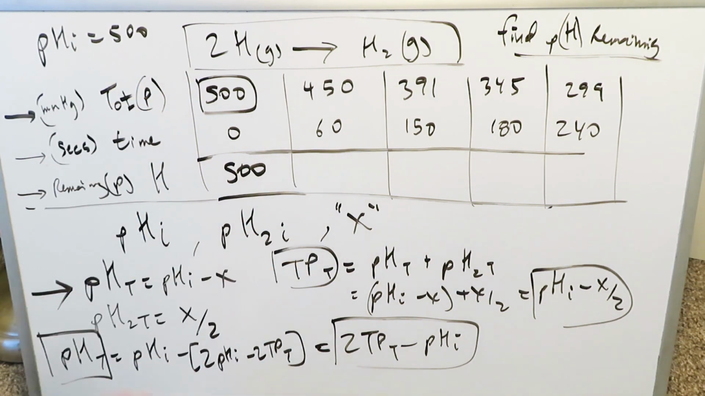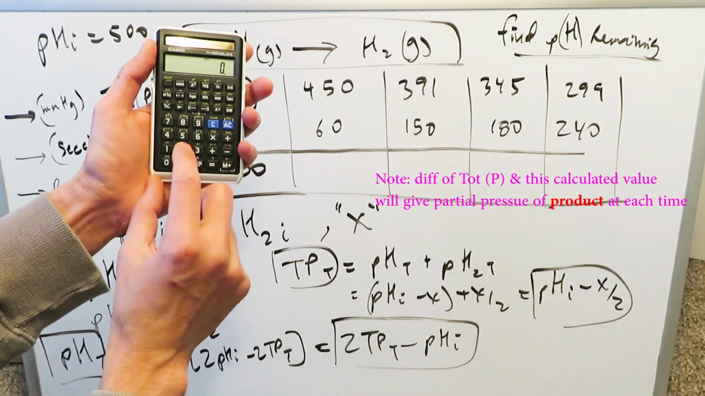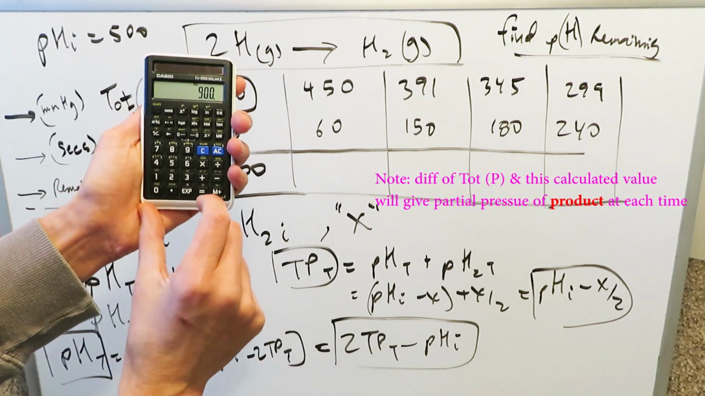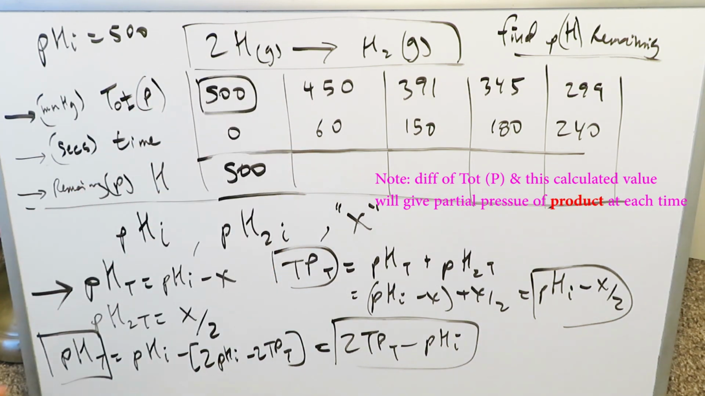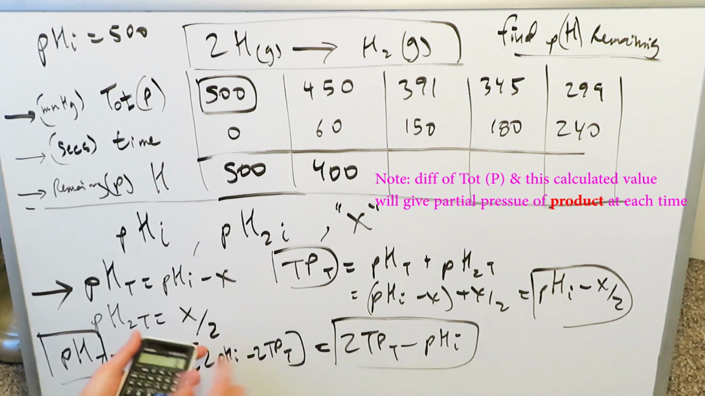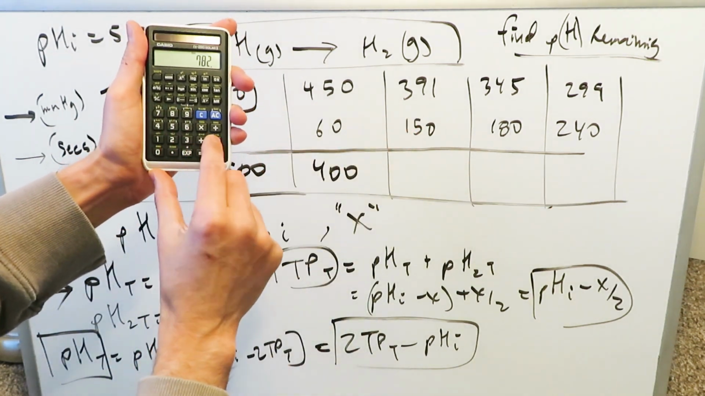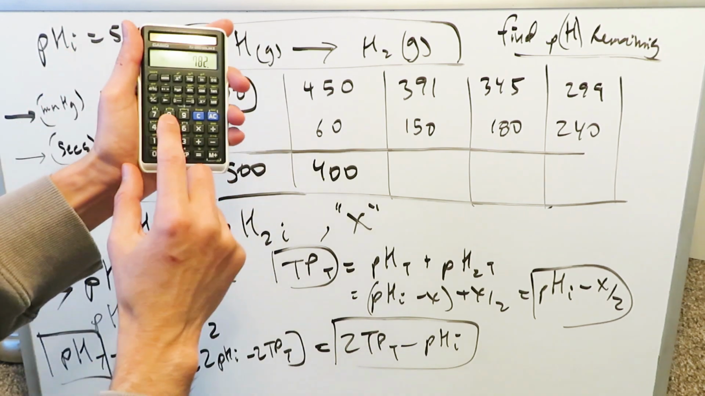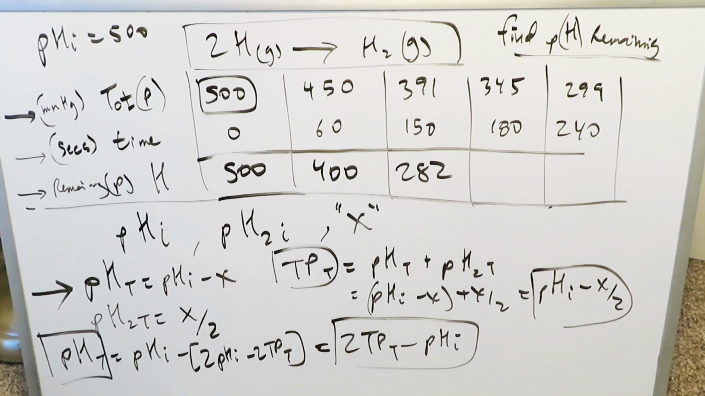Now let's do the next column. We'll do 2 times the total pressure at that particular time, which is 450. 2 times 450 minus obviously the 500. I'm getting here 400, and that'll be the remaining amount, 400. Now let's do the next time interval. It'll be 2 times the total pressure at that time, 391, minus obviously this 500, which value never changes, 282.